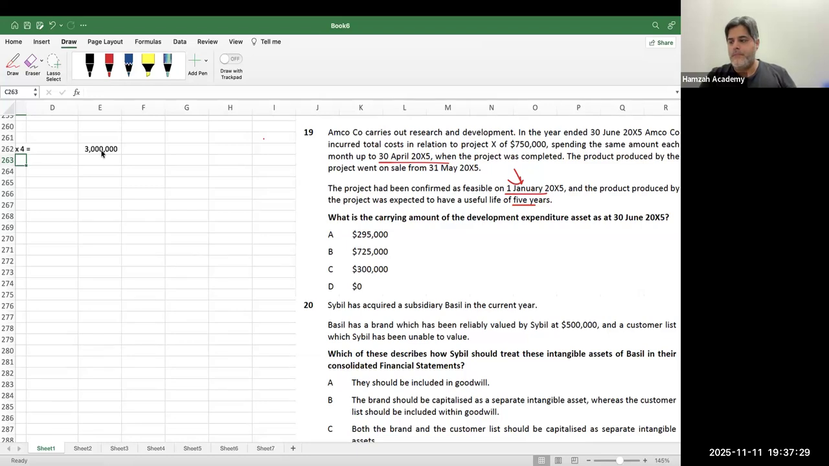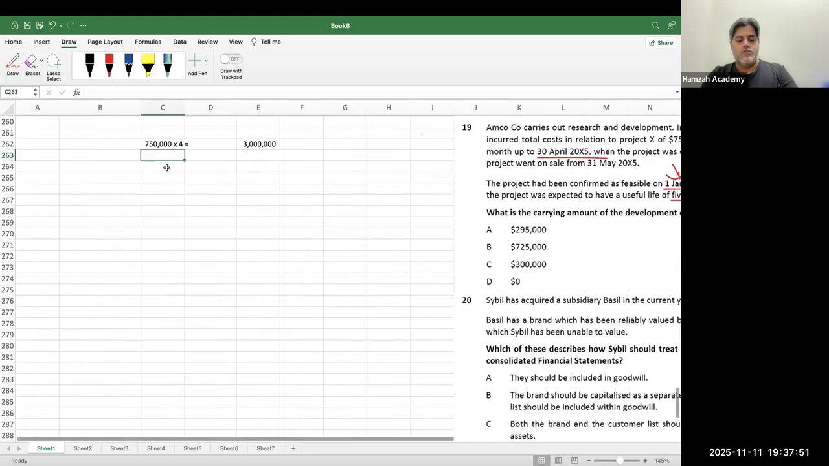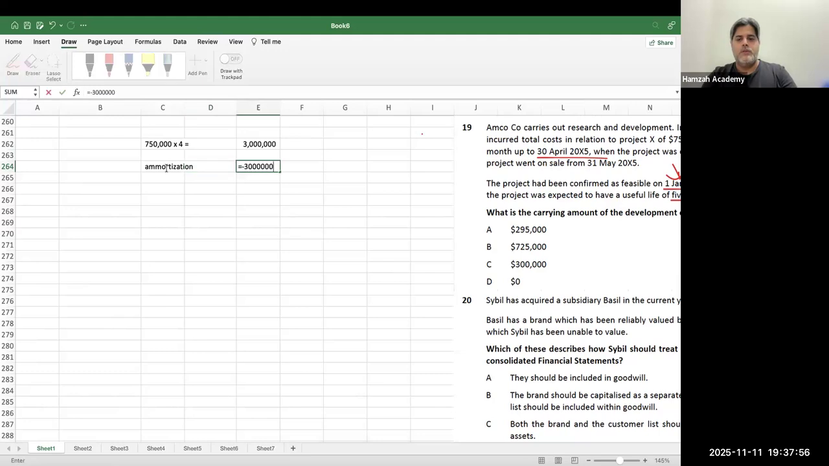And then what is the carrying amount of the development expenditure asset over here? We went on sale from 31st May, so it's just 1 month over here. So amortization is for 1 month, 5 into 1 by 12, 50,000. So that's going to be 2950.